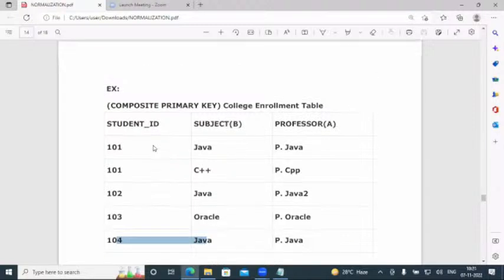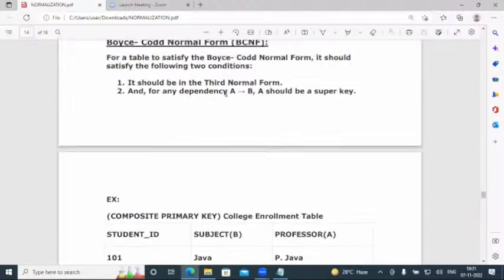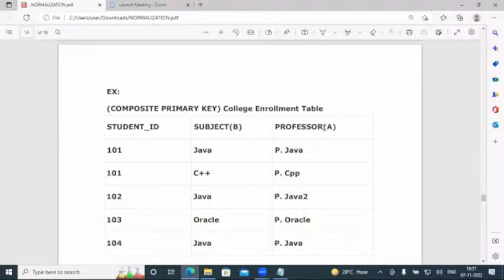But as per the rule, what now? If A depends on B, then A should be the super key. But here who is A? Professor. Who is B? Subject. Professor depends on subject. That means A depends on B. That means in these two columns, the column I want to make a super key is professor. But professor is a non-super key here. So this table is not satisfied.